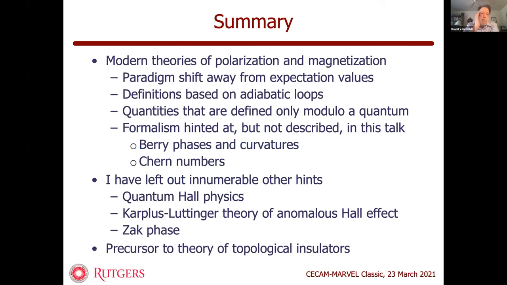Okay, so this is my summary slide. The modern theories of polarization and magnetization involve this paradigm shift away from expectation values and towards things that are based on adiabatic loops, quantities that are only well-defined modulo a quantum. These formalisms hint strongly at, but in this talk I haven't described in detail, what are Berry phases, Berry curvatures, Chern numbers, and so on.